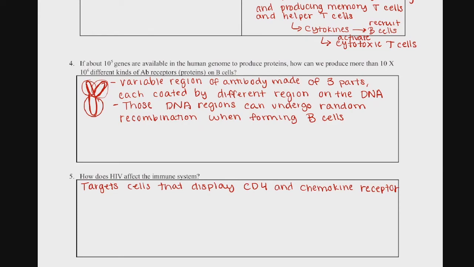And the thing about CD4 and chemokine is that both of these receptors are found on helper T cells. And what this does is that it ultimately leads to the death of helper T cells. And so that really destroys a lot of the immune responses that are triggered.